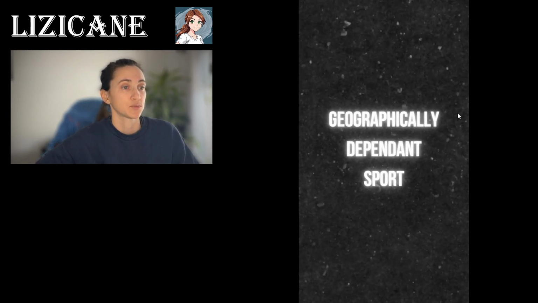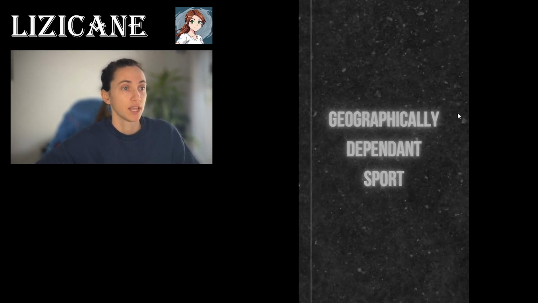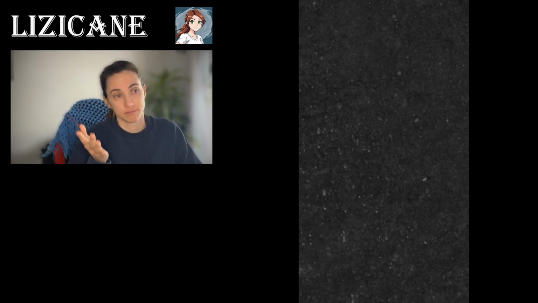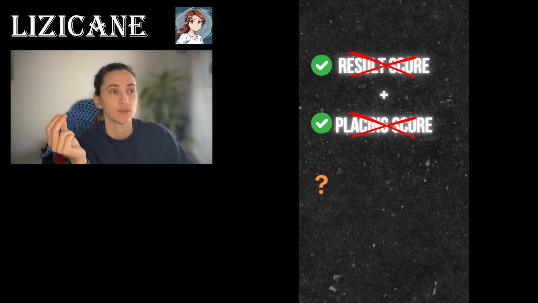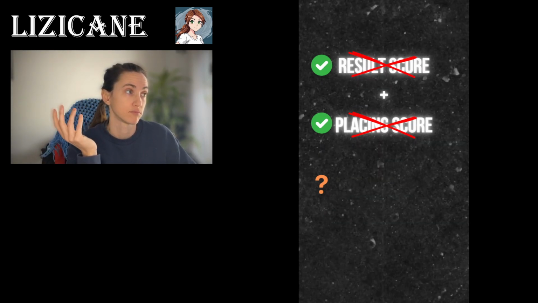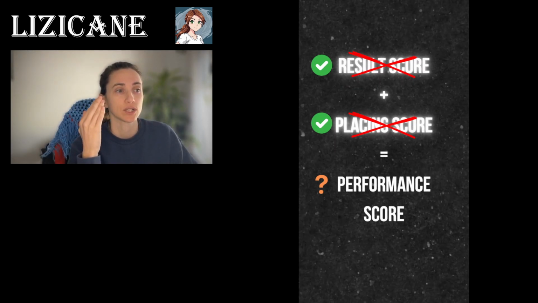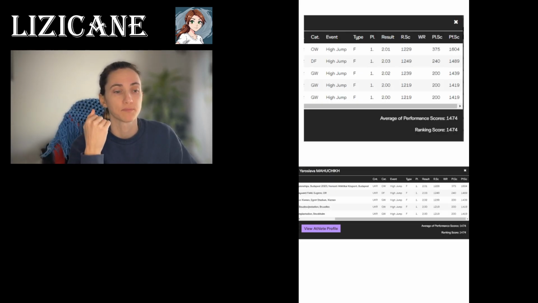So I just wanted to say, it seems to me, from all the data that I've looked at so far, that track and field is a geographically dependent sport. Like, you need to be in Europe to be a successful track and field athlete. So to me, there's a little bit of stuff off with the result score. I'd say there's a lot more off with the performance score. So let's take a look at how that has an effect on the performance score.